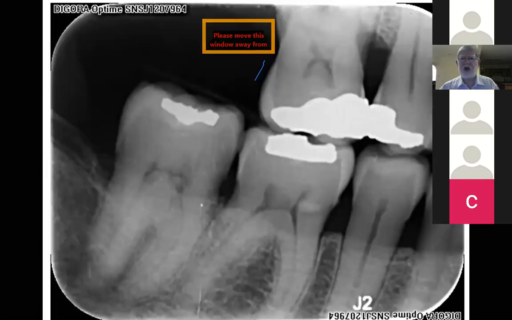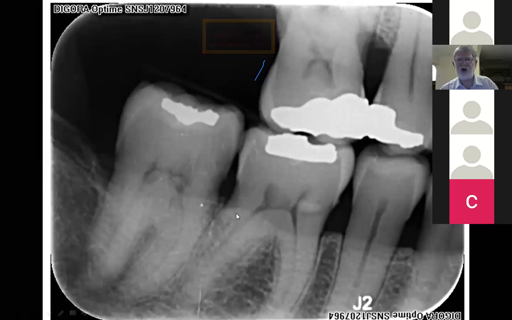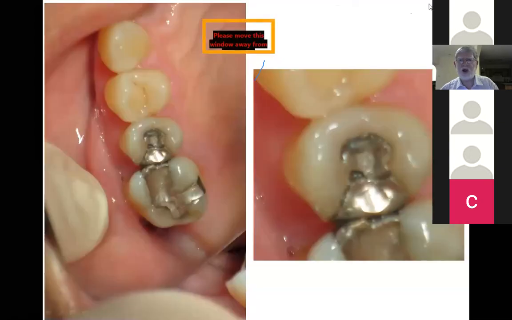Okay, so this patient, this is a radiograph taken a few years ago. The patient came in to see me on Wednesday. You'll see another radiograph of that 5. She's coming to see me on Wednesday, a few days ago. What do you see on that restoration, the 2-5, which was intact on the previous radiograph?